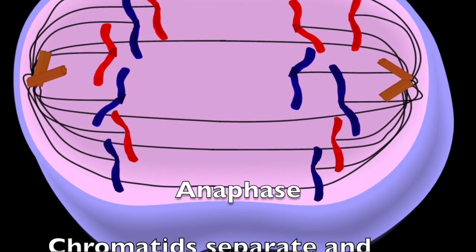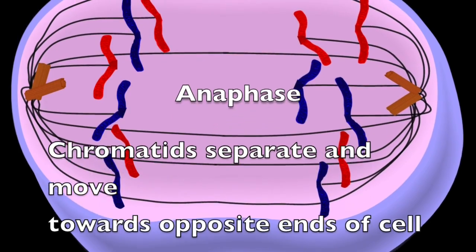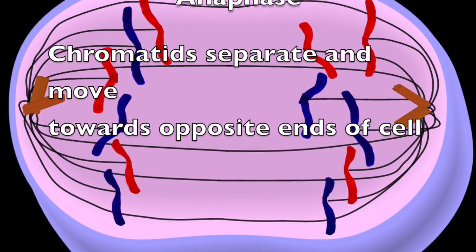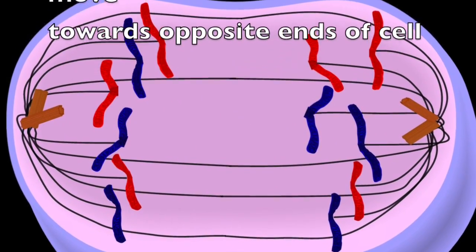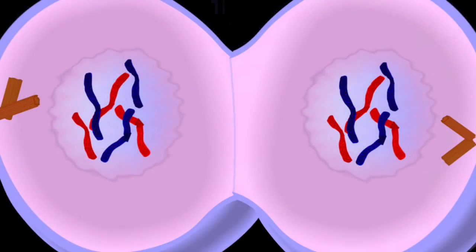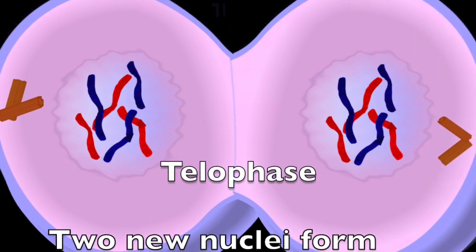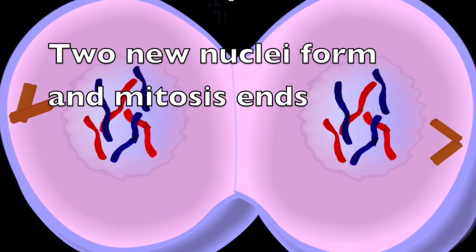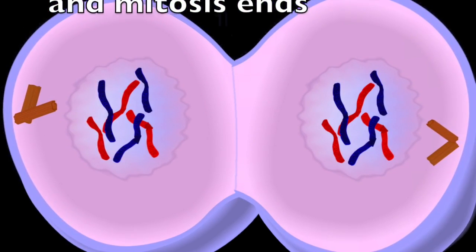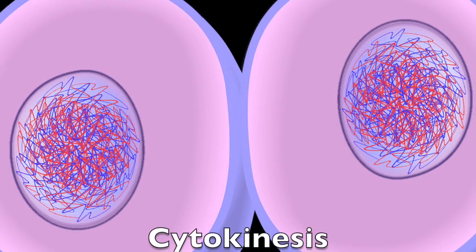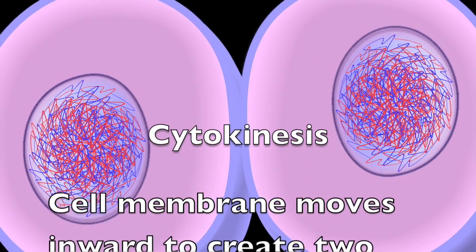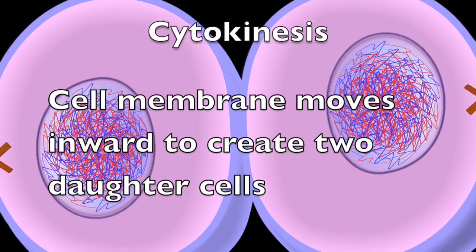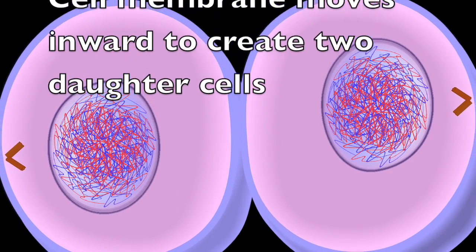The fourth phase is anaphase. This is when the chromatids separate and move towards opposite ends of the cell. The fifth phase is telophase. 2 new nuclei start to form and mitosis ends. And finally, cytokinesis is when the cell membrane moves inwards to create 2 new daughter cells.